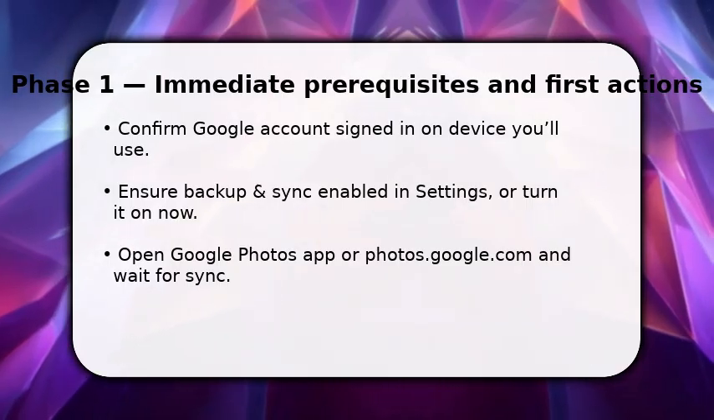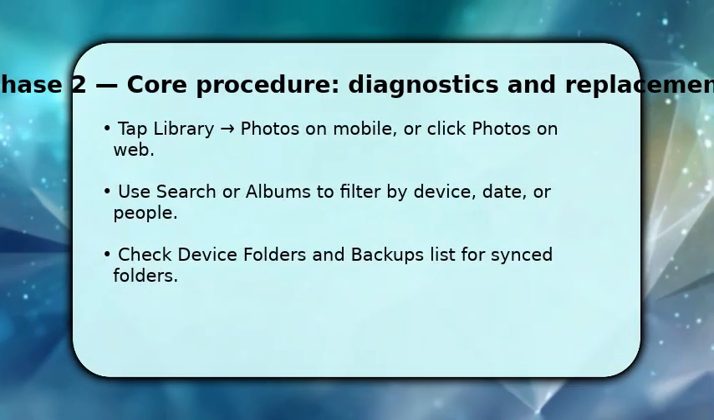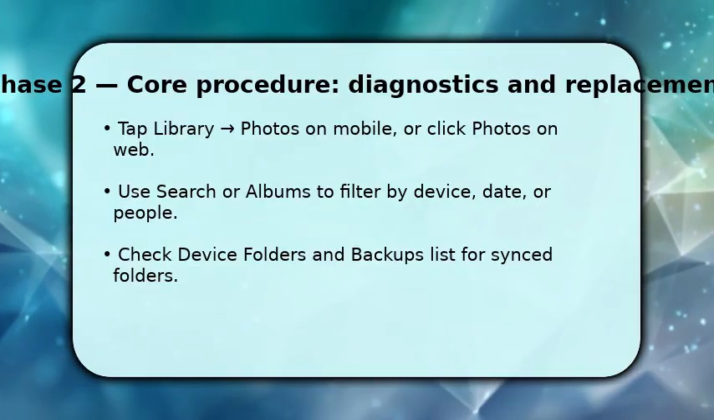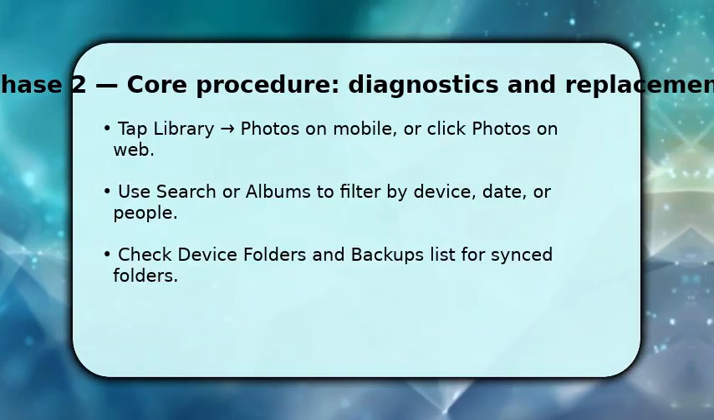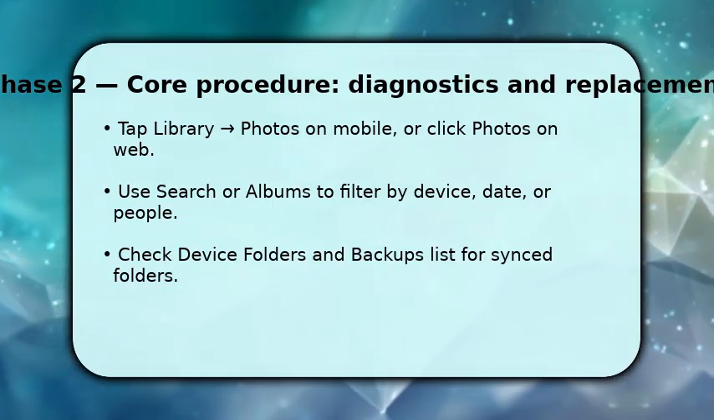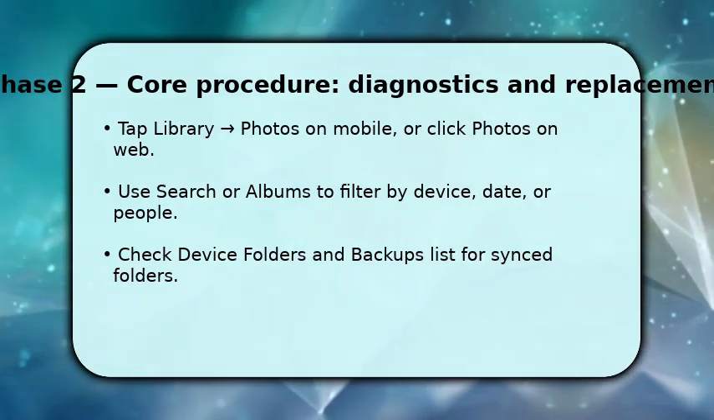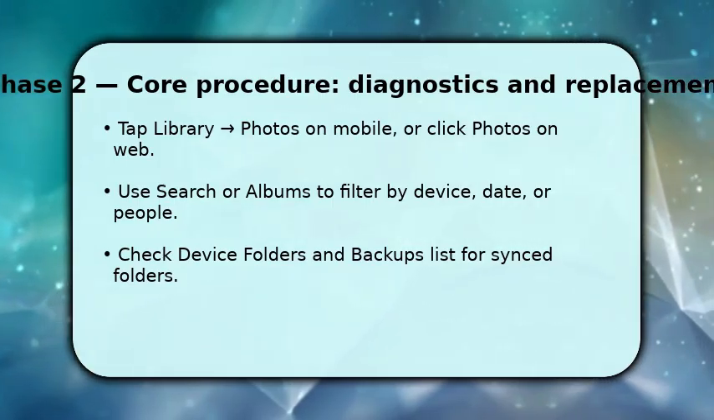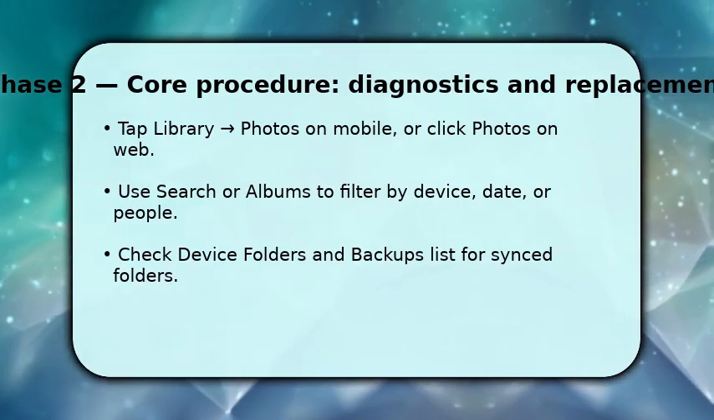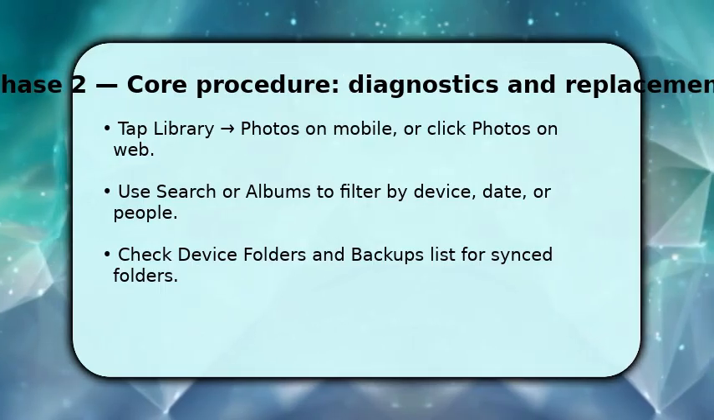Now move to viewing the backed up photos. You'll find backed up items in Photos and Library. Tap Photos on mobile or click Photos on the web to load thumbnails. Use search to type dates, places, or people for fast filtering. This works because Google indexes metadata. Also open Library, then device folders, to compare what's backed up versus local only. If a folder isn't backed up, toggle it on. Once you confirm the images appear here, you can select, download, or share them as needed.